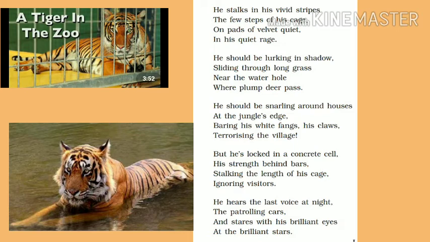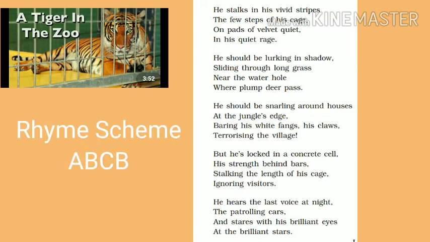Check the rhyme scheme and you will find it as A, B, C, B. Okay, first line last word stripes, so A. Second line last word cage, B. Third line last word quite, entirely different, so C. And last line last word rage, B again. So the rhyme scheme of the poem is A, B, C, B.